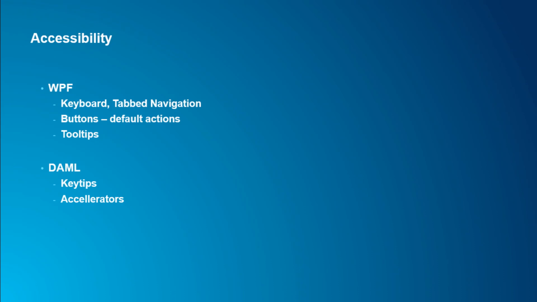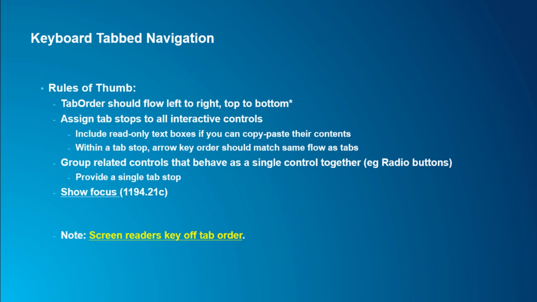Okay, let's talk then about accessibility. We're going to break it into two sections: the stuff that we'll do in XAML and WPF, and the stuff that we can do in the DAML, the config.daml. Of course, accessibility is driven, for the most part, by Section 508 of the 1973 Rehabilitation Act that we colloquially call 508. There are other considerations too, like the Web Consortium access guidelines. They kind of bleed over into desktop.